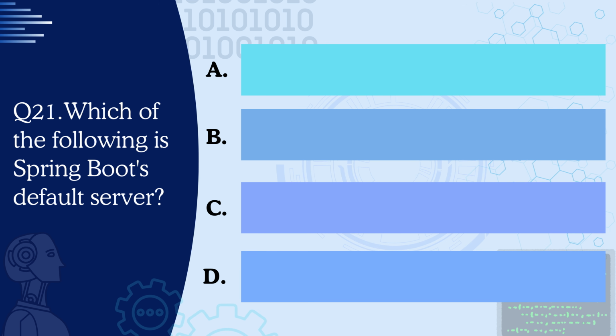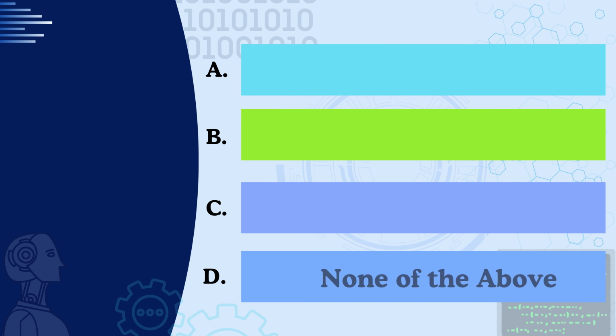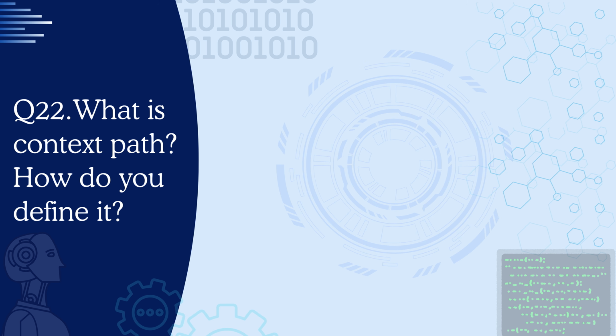Question 21. Which of the following is Spring Boot's default server? A. Jetty, B. Tomcat, C. Undertow, or D. None of the above. The correct answer is B. Tomcat.